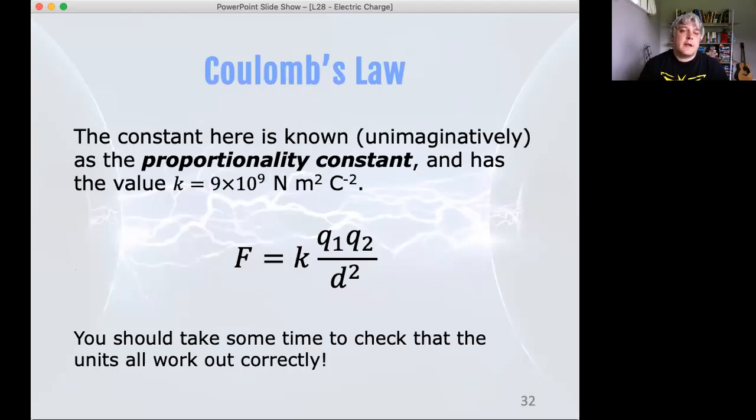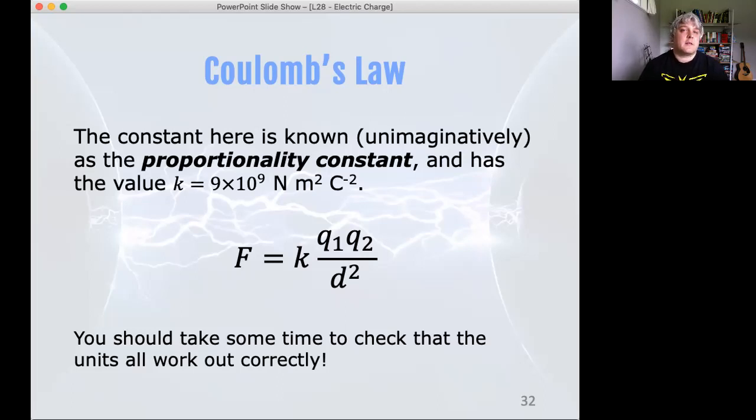The constant is known as the proportionality constant, very imaginative. This is Coulomb's law. Coulomb's law is when we bring in that proportionality constant. And the value of K is 9 times 10 to the positive 9, so a big value, 9 times 10 to the 9, billion newton meters squared per coulomb squared. And that gives us our equation of the force due to the charges on 2 particles separated by a distance d: F is equal to K times Q1 times Q2 divided by d squared.